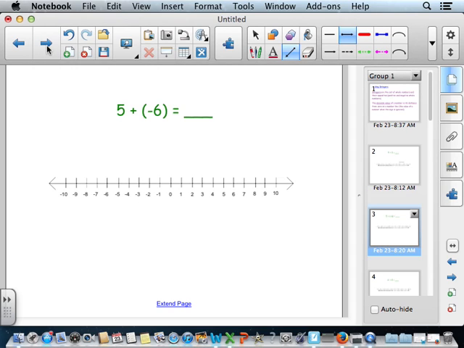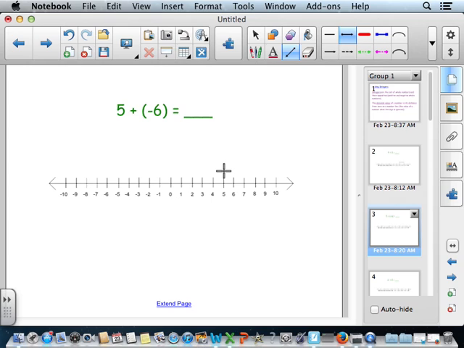Here, though, I have 5 plus negative 6. This time I'm adding a negative. If I start on the number where my expression starts, which is 5, if I were adding a positive 6, I would move to the right on the number line. But here I'm adding a negative 6, so I'm going to do the opposite of moving to the right, and I'll move to the left, negative 6.